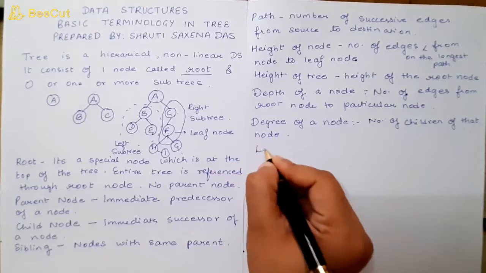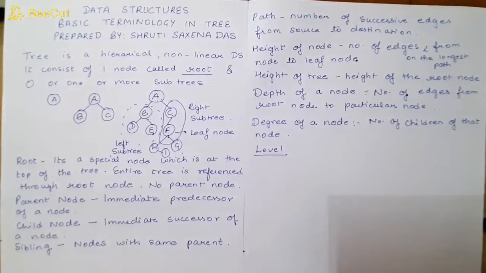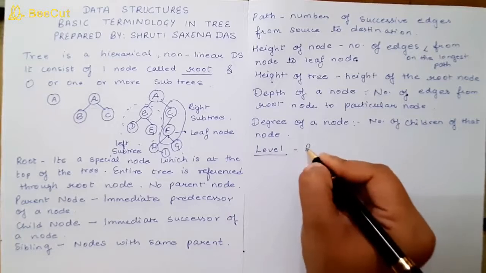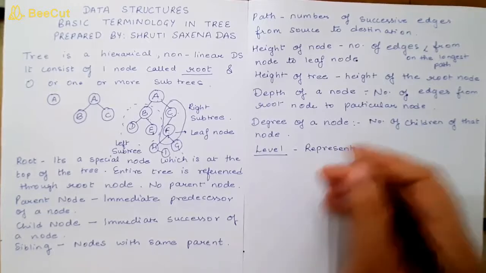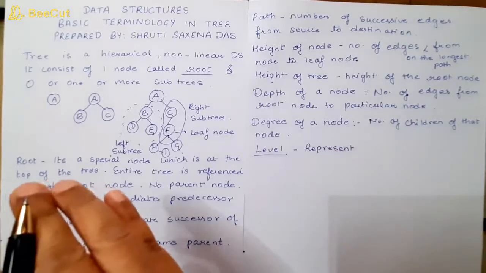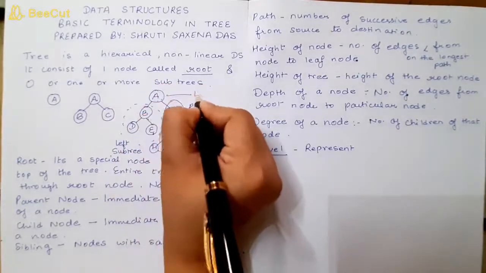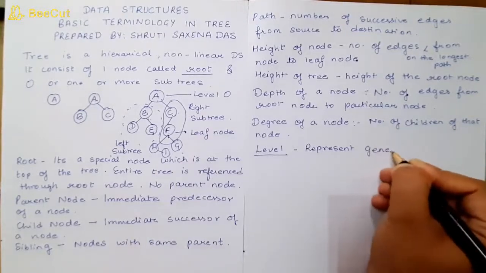Then next is, what do you mean by level? Root is always present at level 0. Level means the generation of a node. We consider the root as the first generation, and on that basis we increment the generation level by level, and root is present at level 0. The root node is always present at level 0. It represents the generation of a node.